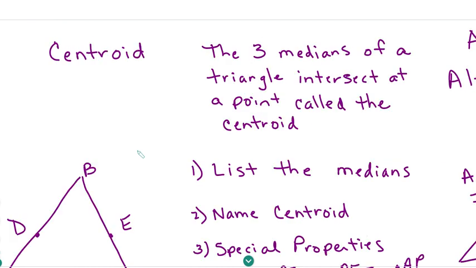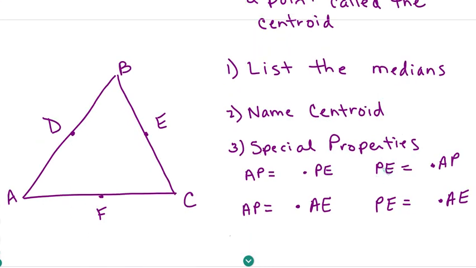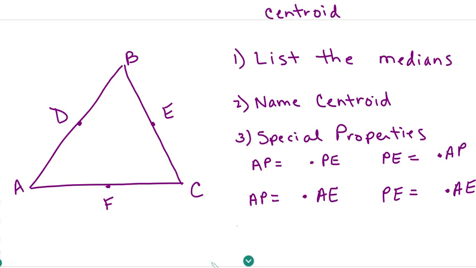Centroid. The centroid is where the three medians of the triangle intersect. So we're going to take a look at this triangle, and we're going to draw our first median. So we're going to draw the median AE. Okay, so if AE is a median, then we know that BE is congruent to EC.